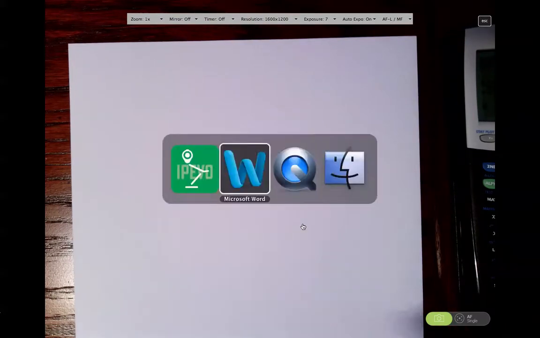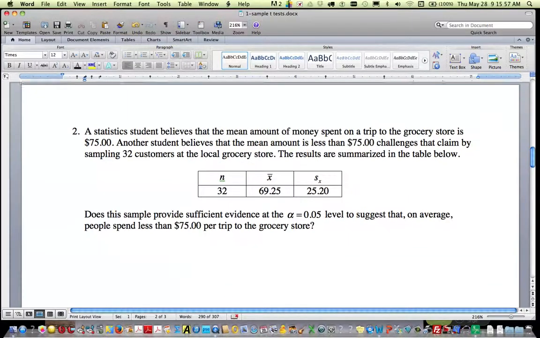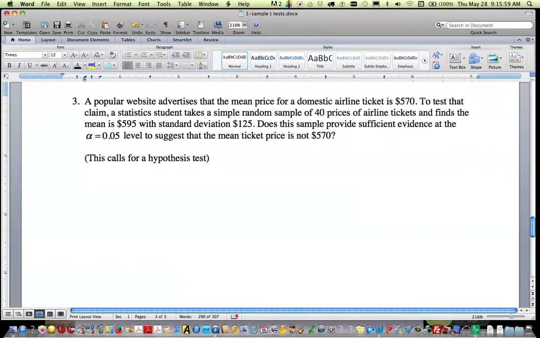is the hypothesis test with the airline tickets. All right, and let's see what the wording is on this one. A popular website advertises that the mean price of a domestic airline ticket is $570. To test that claim, a statistics student takes a simple random sample of 40 prices of airline tickets and finds the mean to be $595 with a standard deviation of 125. Does this sample provide sufficient evidence at the 0.05 level?